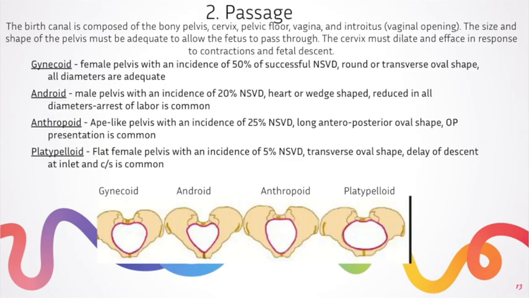Let's talk about our passage. Our passage is just the bones, okay? The birth canal, which is the pelvis, the cervix, the pelvic floor, the vagina, and the introitus, which is the opening there. So that's all the passage. Basically, these are the pictures of what these are. We can all have a different kind of pelvis, but the one that has the best chance of having a successful vaginal delivery is the gynecoid pelvis.